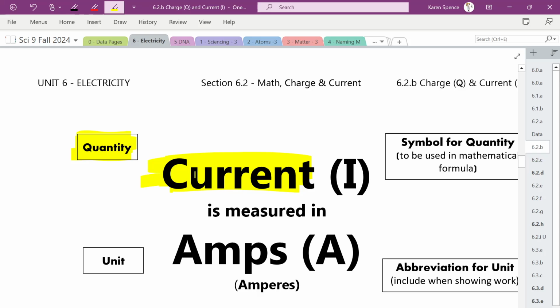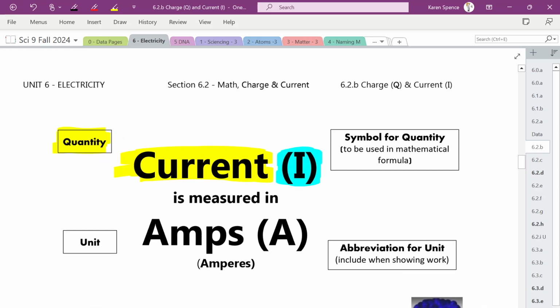And sadly, this isn't a C either. It's represented by the symbol I. And we'll talk about why it's an I in a moment. Okay, so that's our symbol for the quantity.